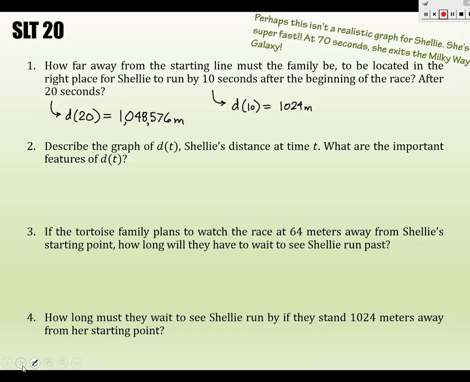64 meters per hour. 1 second. It only takes her 6 seconds to travel, so I guess it would be. And at 10, she's at 1,024.